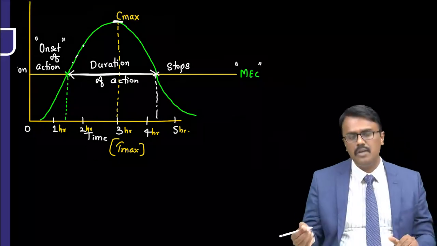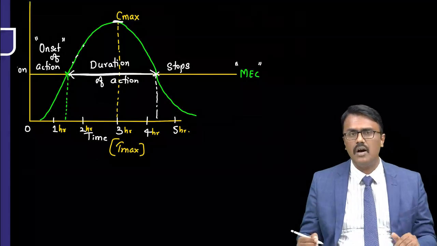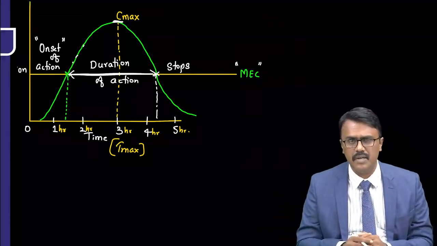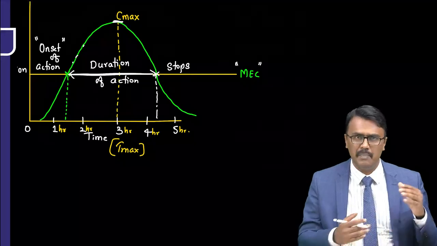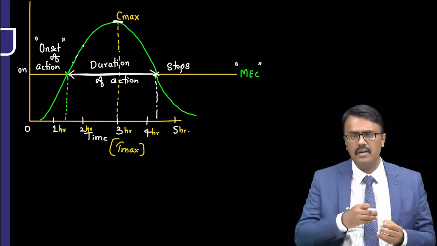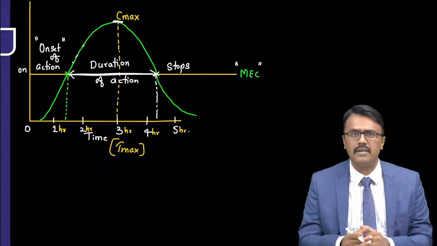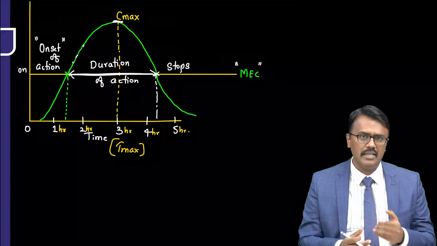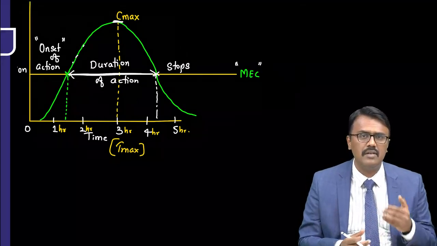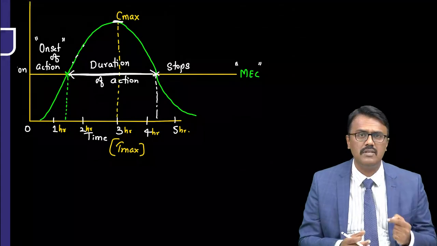In future, if I tell you the duration of action of the drug, it means how many hours it is going to work. If I tell you the onset of action, it means after giving the drug, after how much time the drug will work. Take the example of IV. If I give the drug IV, the onset of action is immediate. That's why it is used in emergency.